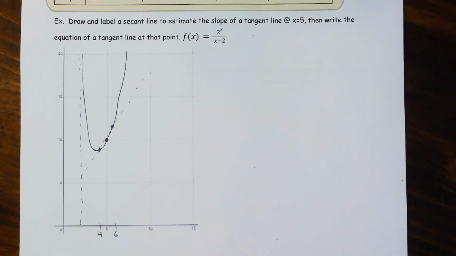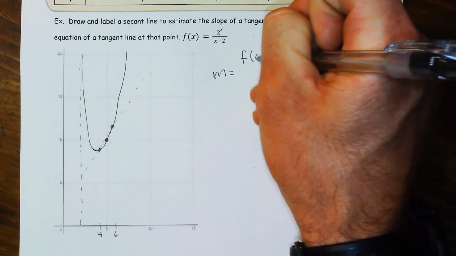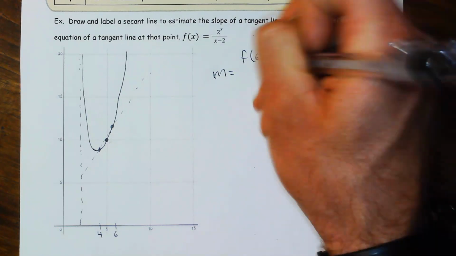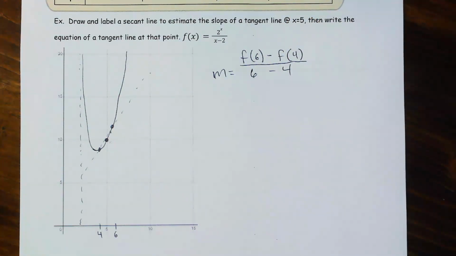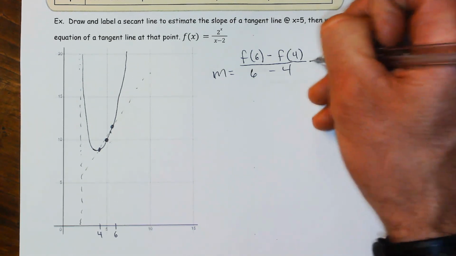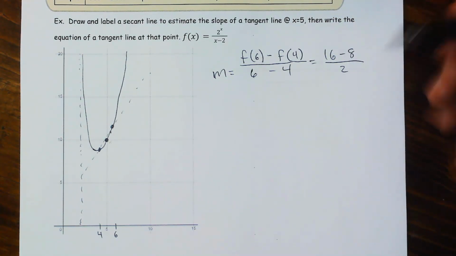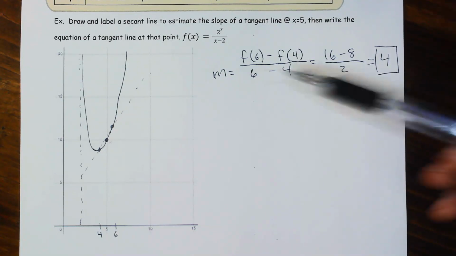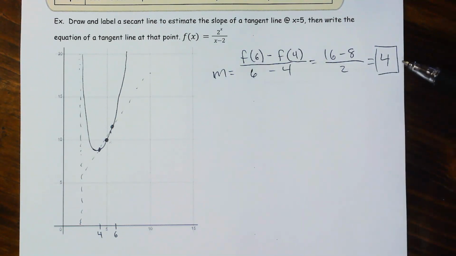Okay, so the way that I'm going to find my slope is I'm going to say m equals f of 6, that's just the y coordinate at 6, minus f of 4, that's the y coordinate at 4, divided by 6 minus 4. Okay, so as I plug those in, I would get 16 minus 8 divided by 6 minus 4, which is 2. That's 8 divided by 2, which is equal to 4. So the estimated slope of my secant line, based on picking these 2 points and plugging them in, is 4.